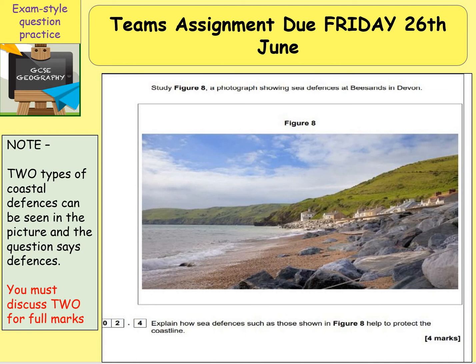Hello Year 10 and welcome to the final taught lesson of Physical Landscapes UK and Coasts, as next week will be revision and sitting the assessment. So I'll start with doing some DIRT feedback on the 4 marker from this week.